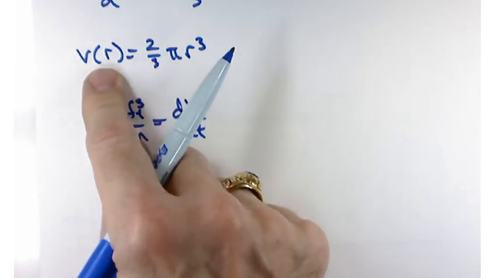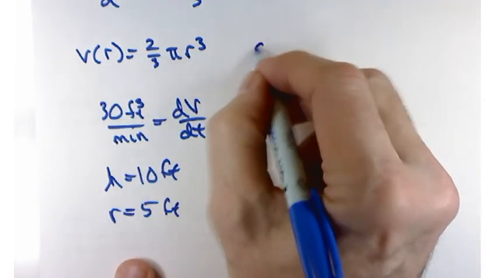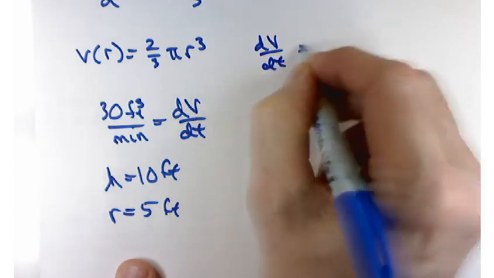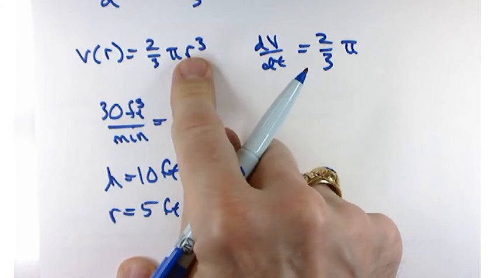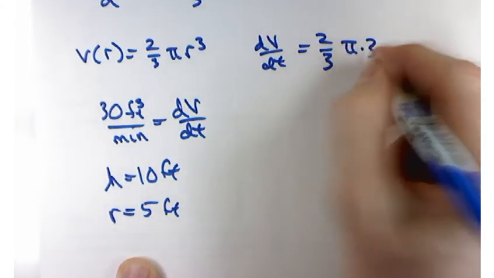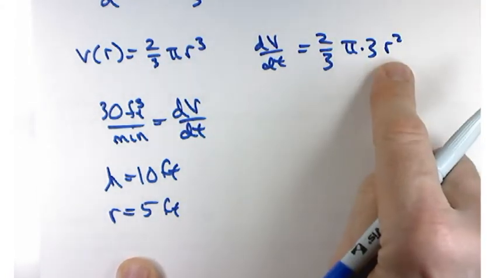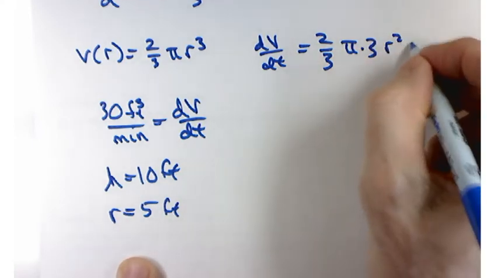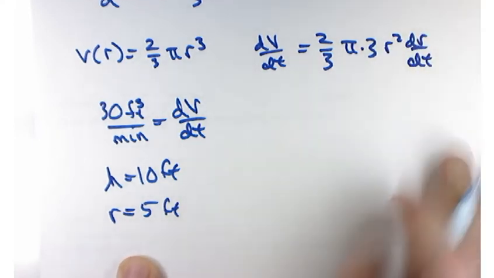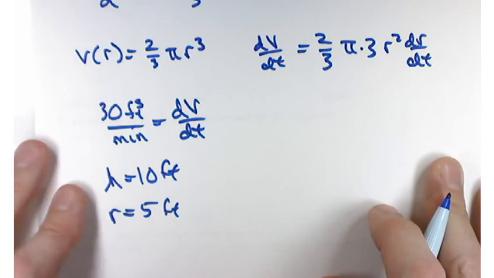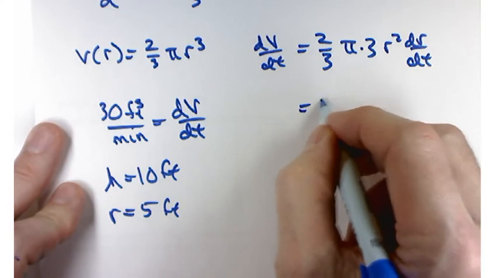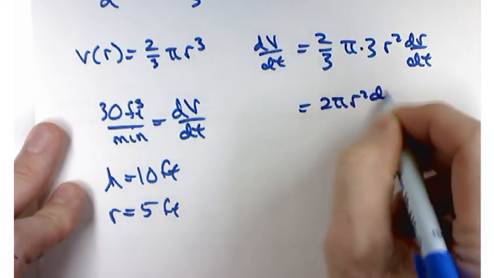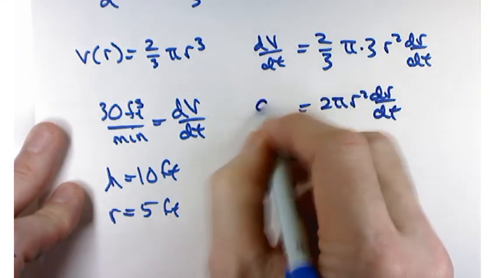So let's differentiate this relationship with respect to time. So dV by dt equals 2/3 times pi times 3 R squared, but that's the root of the outside, times dr by dt. Nice thing is that this cleans up a little bit. The 3's cancel, so I'm left with 2 pi R squared dr by dt equals dV by dt.